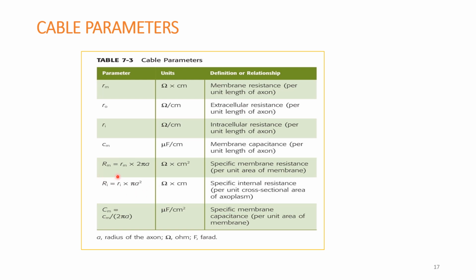Capital Rm is equal to small rm into 2 pi a. Capital Ri is equal to small ri into pi a square. Cm, the specific membrane capacitance per unit area of the membrane, is equal to small cm divided by 2 pi a. Here a is the radius of the axon. The unit is ohm into centimeters.